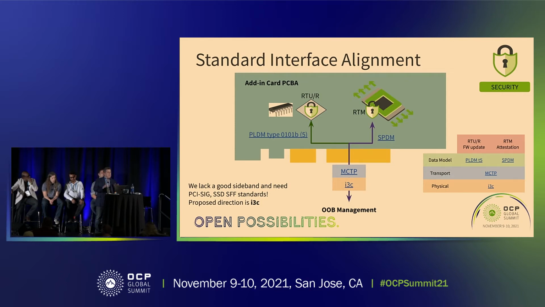Now, these roots of trust, we are expecting that they're going to be used primarily in out-of-band type of settings in the servers, like from a BMC or out-of-band type of connections, physical connections. And as such, they're going to rest on top of MCTP, which in turn will rest on top of a physical bus, which we're proposing to be I3C.